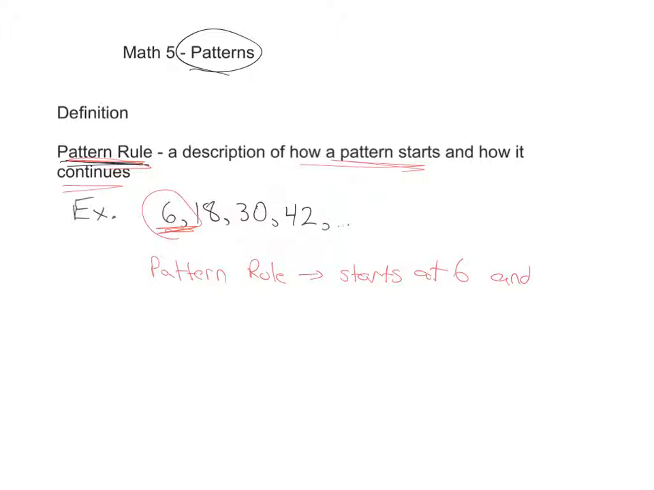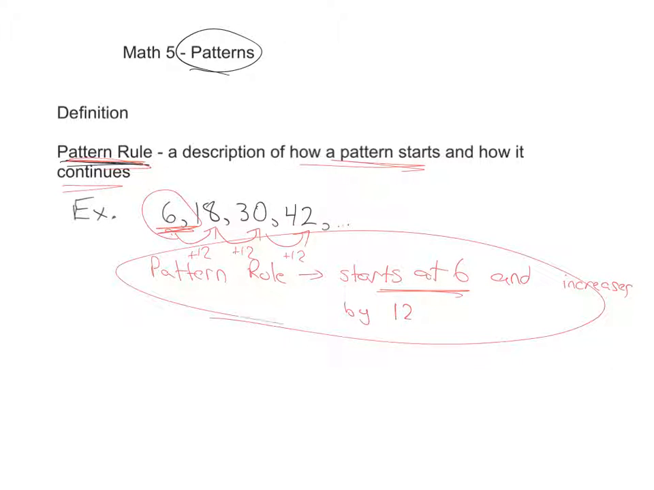Now the next thing is you want to figure out how this pattern works. So what's happening each time? I'm hoping you recognize this. If you went up from 6 up 10, that would give us 16. Well, this goes up 12 here. Let's see if that pattern continues. This one, 18 up to 30, goes up by another 12. And another 12. So our pattern rule for this is starts at 6 and increases by 12. There we go. We did our first pattern rule.